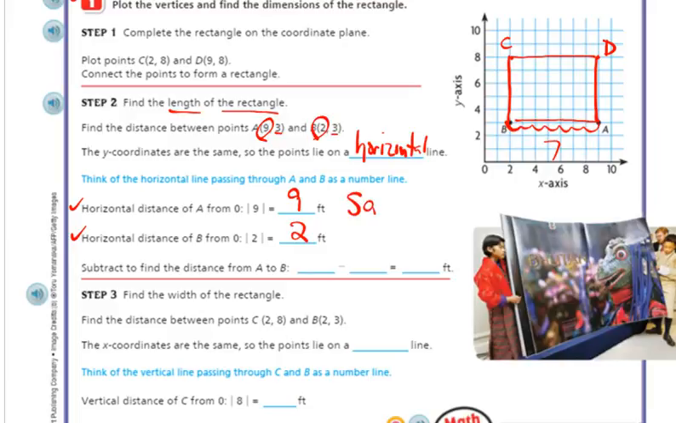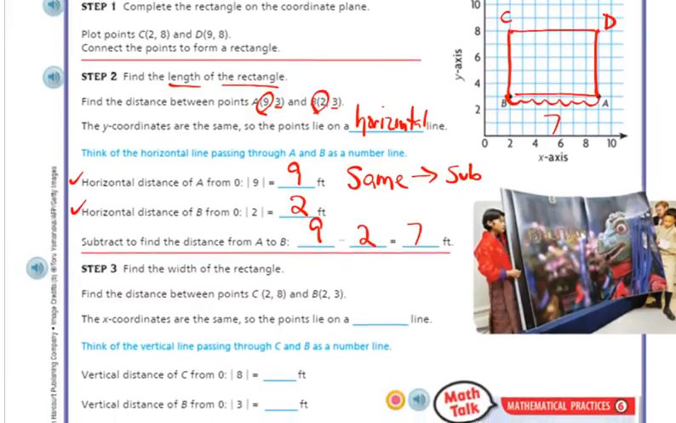Now, since the points fall in the same quadrant, we are going to subtract. So remember, this was from back, I want to say chapter 3. Same quadrant means subtract. Different quadrants mean add. So subtract to find the distance from A to B. 9 minus 2 equals 7. You will always use the 2 numbers that are different to find the distance. So in this case, we use the 9 and the 2 instead of the 3. So the length of that rectangle is 7 feet.